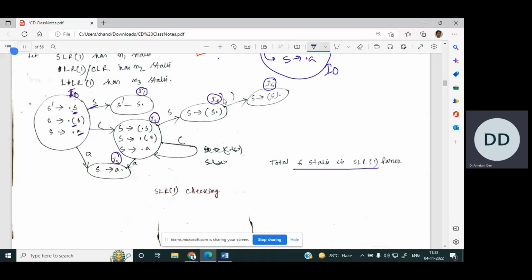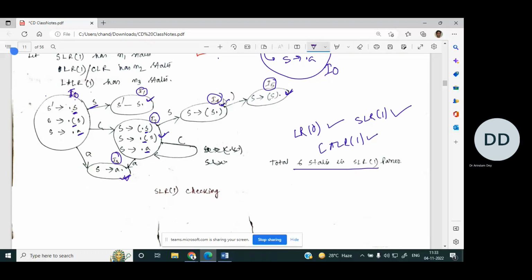So in any of the states, have we found any conflict? These states do not have any conflict because each has a single production. These states also are fine. For this state it is also fine. For this state it is also fine. But for this state, here there is a shifting. Here also shifting. Here also shifting. So if all are shifting, we don't have any problem. So this state also does not have any problem. That means the grammar is LR0, we can decide. If LR0, that means we can tell it is SLR1. We also can tell that the grammar is LR1, and simultaneously we can tell the grammar is CLR1.